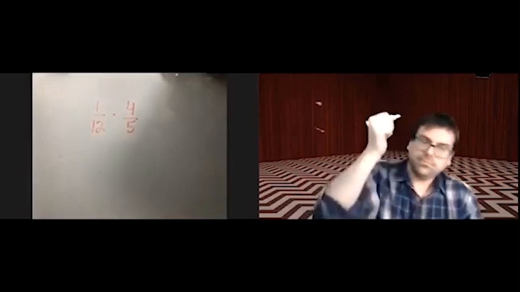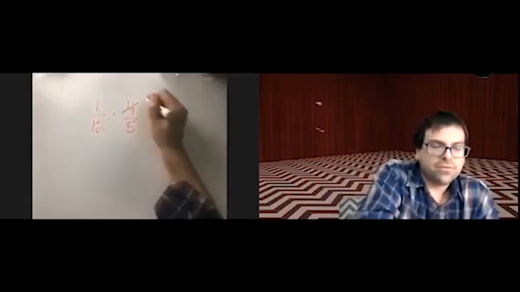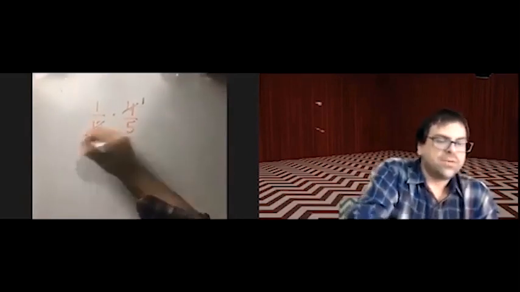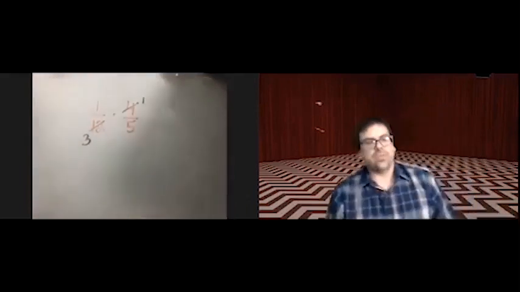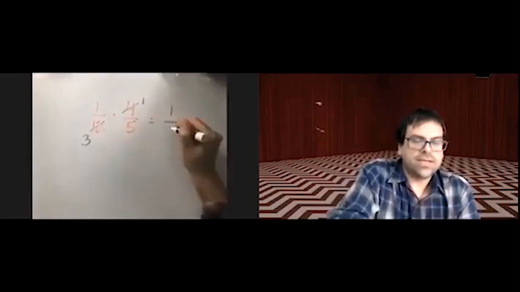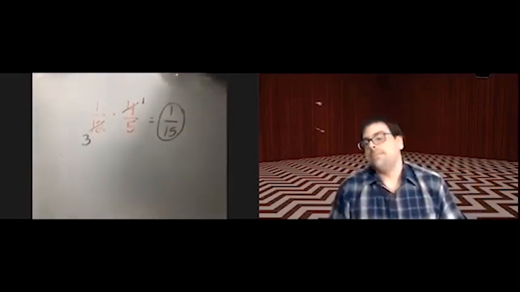Or cancel. 4 and 12 can both be divided by 4. 4 divided by 4 is 1. 12 divided by 4 is 3. 4/12, 1/3. 1 times 1 is 1. 3 times 5, 15.